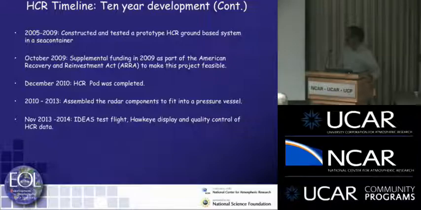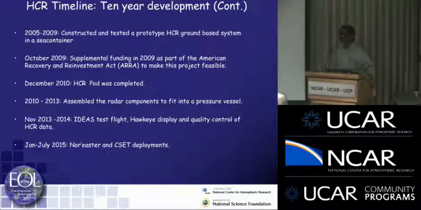Let's look at the data sets. This year, in January, we did a nor'easter deployment just for 8 hours. Then the CSET was about 120 hours of deployment between Sacramento and Hawaii. We got a lot of good measurements of stratocumulus clouds. And that's a brief description of how the system was built.